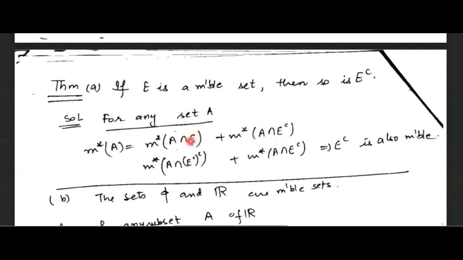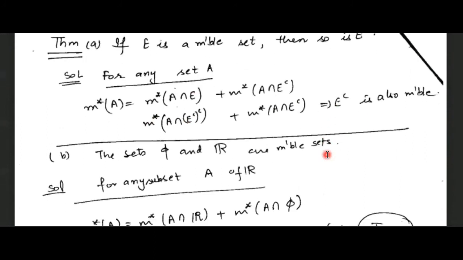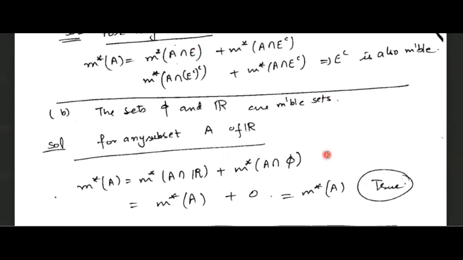Now further, we can replace E with E complement complement. Since the outer measure of A is the same as the outer measure of A intersection E complement plus the outer measure of A intersection E complement complement, it again satisfies the equality, so this implies E complement is measurable. So whenever a set is measurable, its complement is also measurable.